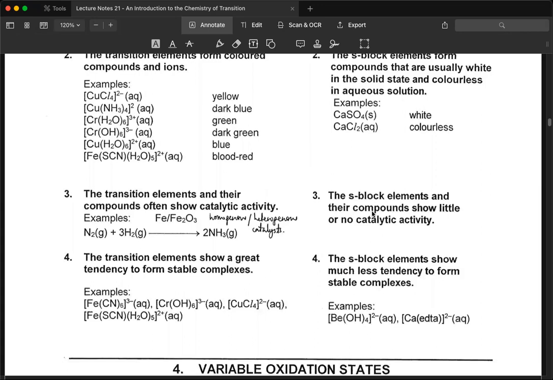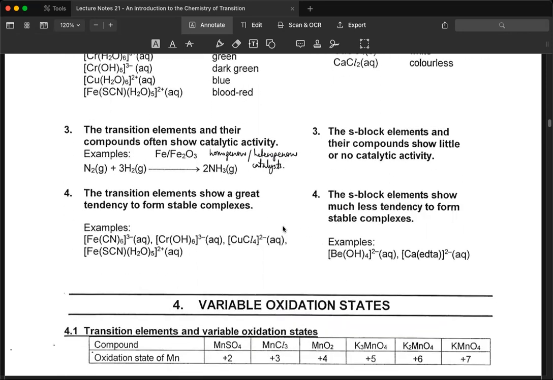Transition metals also have catalytic activities, both the element and the compounds they form. So they can be homogeneous or heterogeneous catalysts. We have one classic example in the Haber process where we use finely divided iron. However, for the s block elements, we do not have any of their elements or compounds showing much catalytic activity. The reason is they themselves are very reactive, so they will tend to participate instead of increasing the speed of reaction. Transition elements show a great tendency to form stable complexes, but we don't really see much with the s block elements.